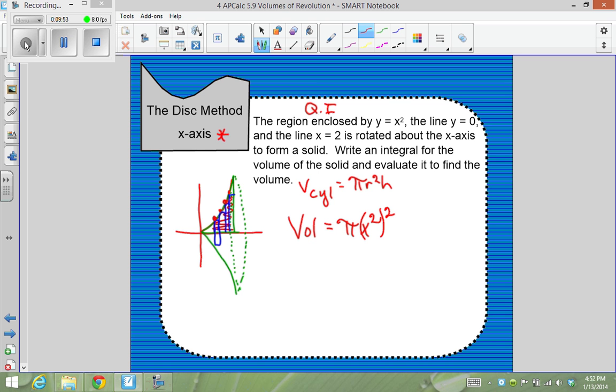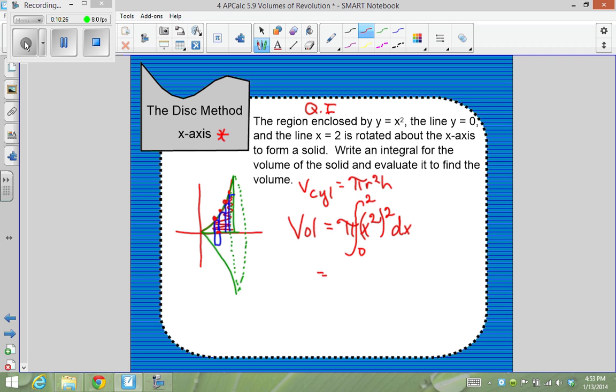And then your height over here would be the width of that piece. Well, remember, your width of your piece is always going to be the dx. Okay, it would be the delta x if we were doing summation notation, because we're adding all these pieces up. It's going to be dx whenever we're rewriting this as an integral going from 0 to 2. Okay, because I'm still looking at that piece as if it's going from 0 to 2.